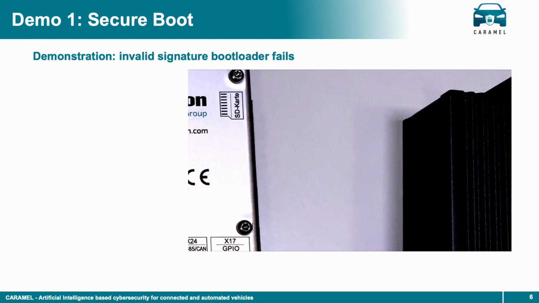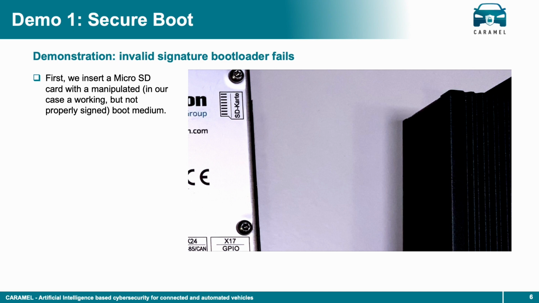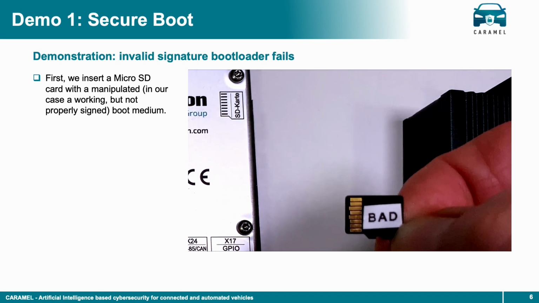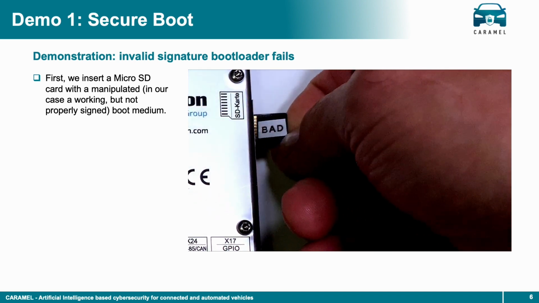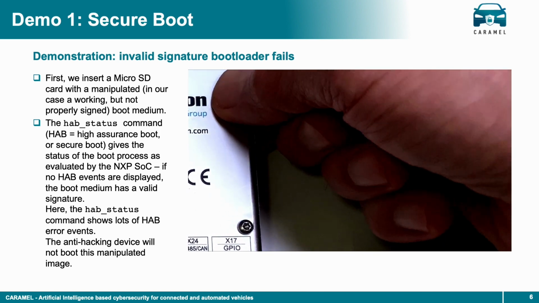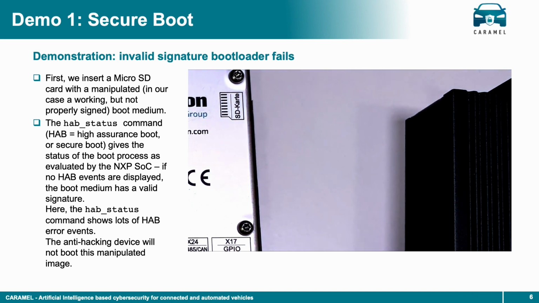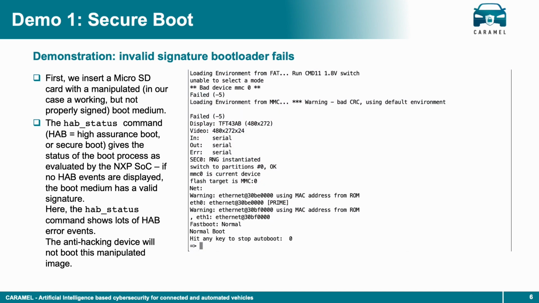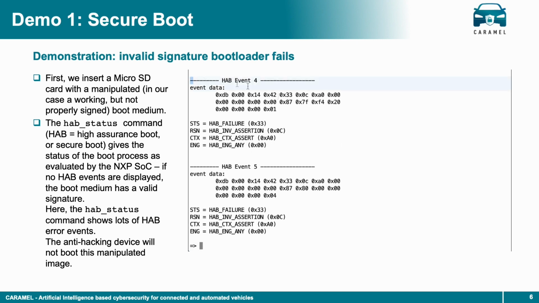In this demonstration we see a simple attack scenario on the secure boot process. First, we insert a micro SD card with a manipulated, in our case a working, but not properly signed, boot medium. The hab_status command, HAB stands for High Assurance Boot, or Secure Boot, gives the status of the boot process as evaluated by the system. If no events are displayed, the boot medium has a valid signature. Here, the hab_status command shows lots of error events. The anti-hacking device will not boot this manipulated image.